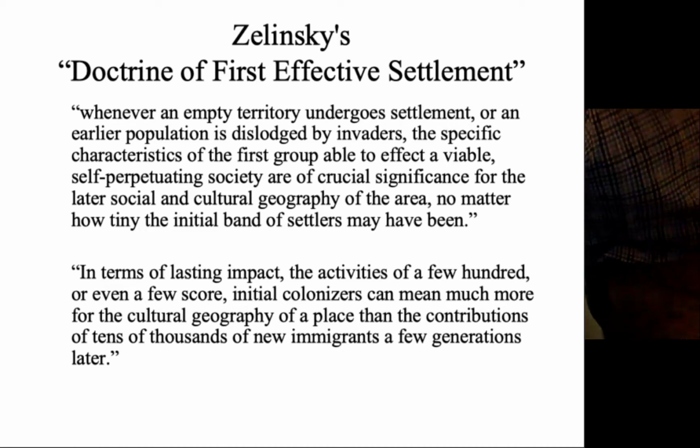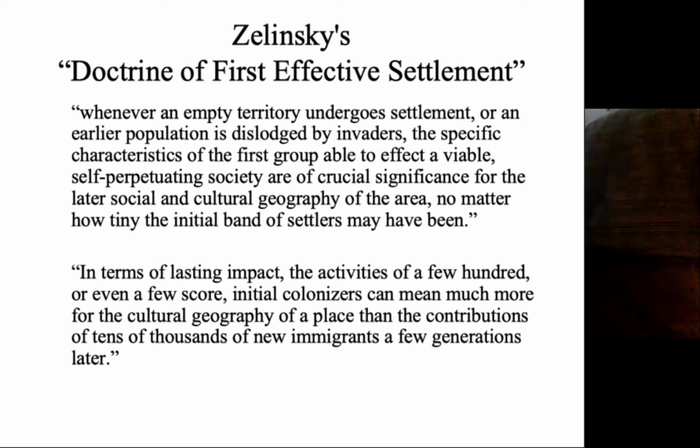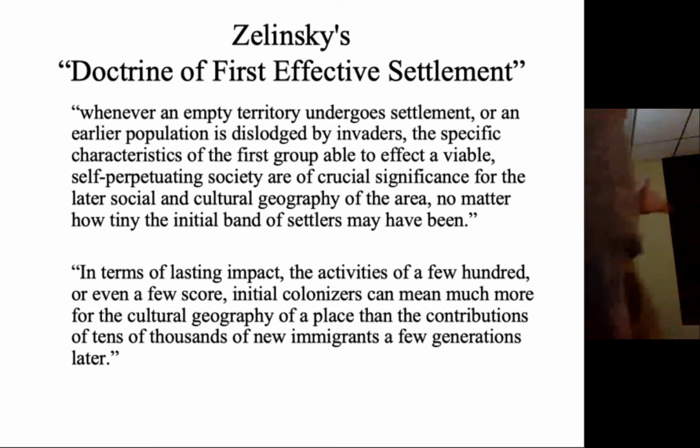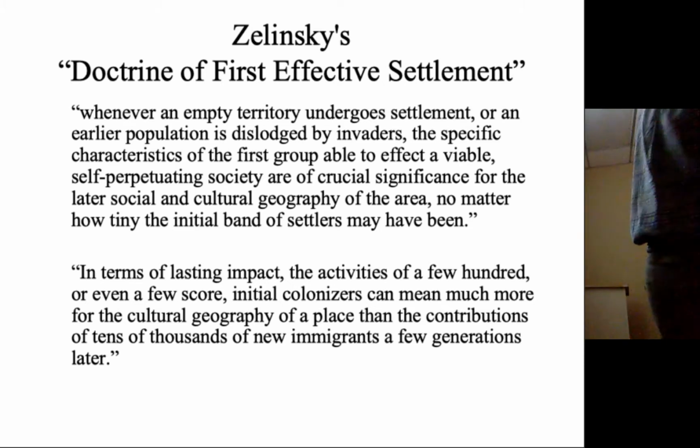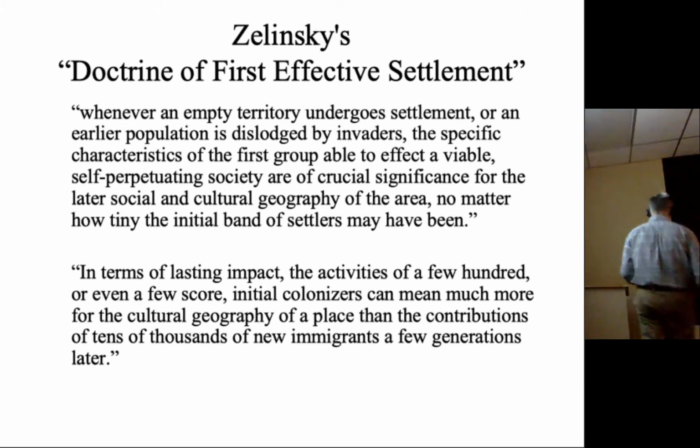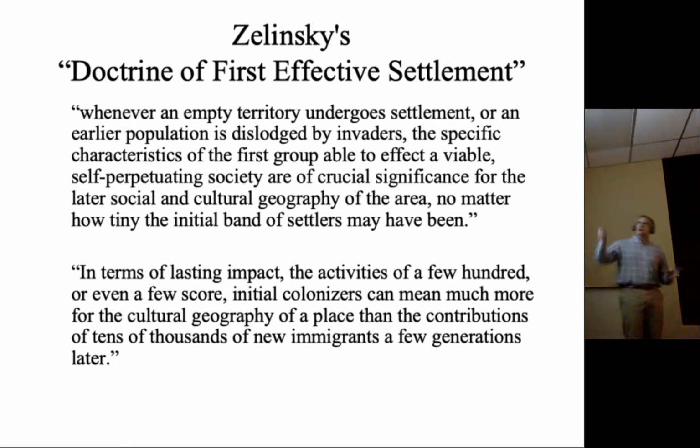Nostrand begins with a little bit of a discussion on theory. Oh my goodness, this is historical geography. We're not supposed to have theory, right? In fact, there's a little bit, not much, but just a little bit. And the idea here is by a cultural geographer by the name of Wilbur Zelinsky. And in 1974, Zelinsky wrote a nice little short book called The Cultural Geography of the United States. And in that little book, he had some pretty interesting points. And one of those has been labeled the Doctrine of First Effective Settlement.